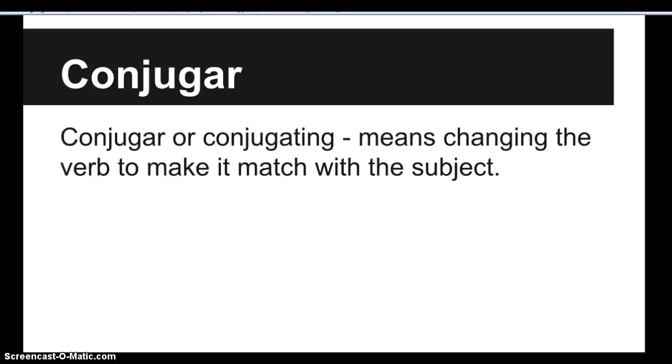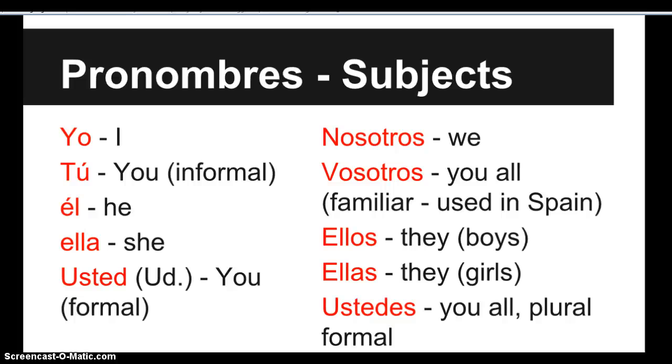Conjugar, or conjugating, means changing the verb to make it match with the subject. This is very important in Español. Here are those pronombres, or the subjects, los sujetos, that you learned when you learned the verb ser. You have yo, tú, él, ella, usted, nosotros, vosotros. Remember that's only used in Spain. Ellos, ellas, and ustedes. The column on the left are all singular subjects, and the column on the right are all plural subjects. So what we do is we take these subjects and then make our verbs match. And that's how we create our sentences.